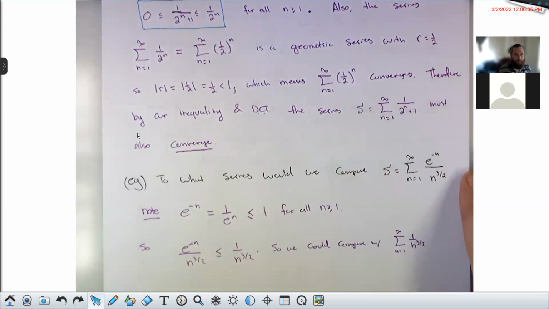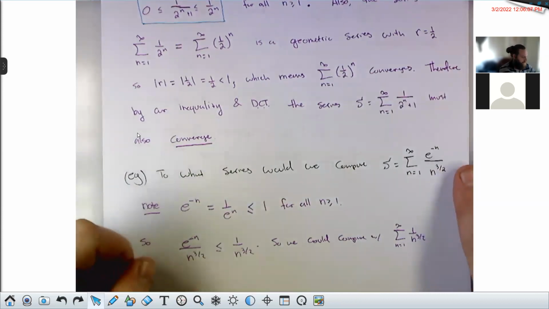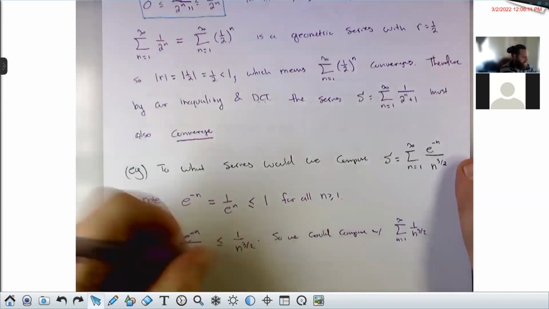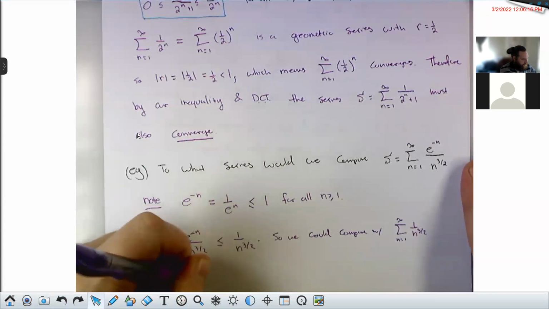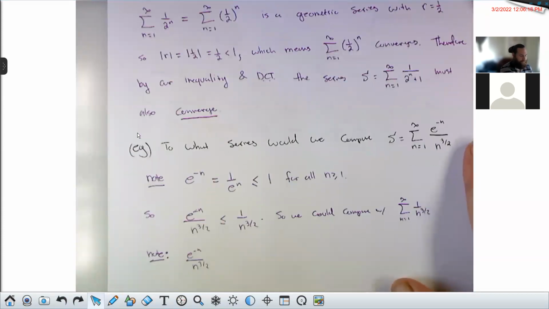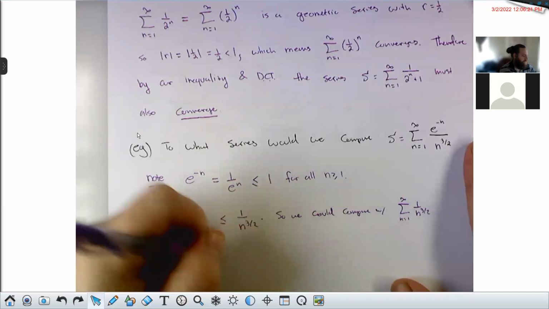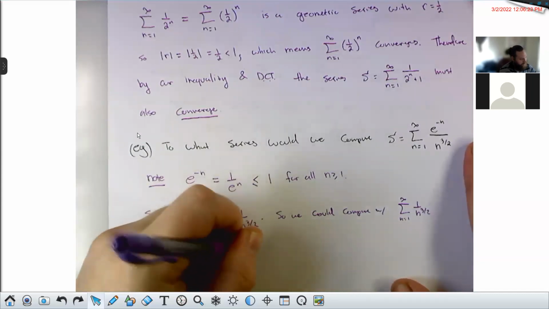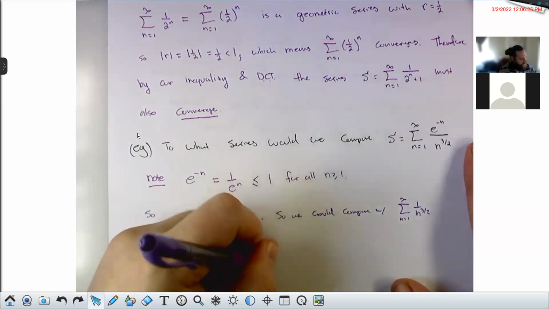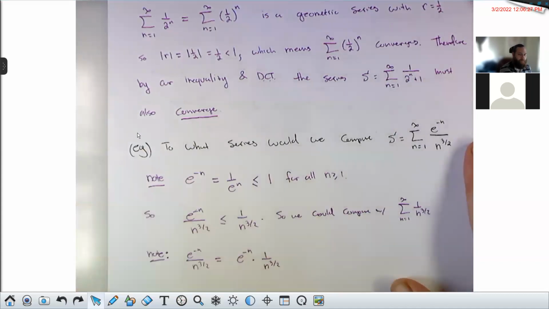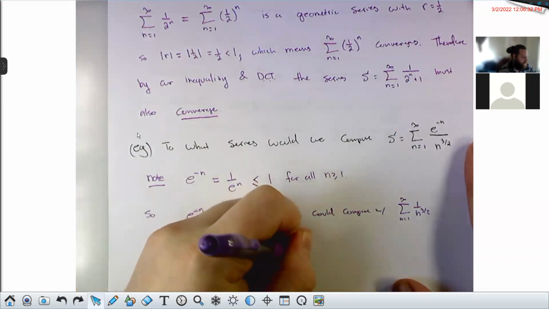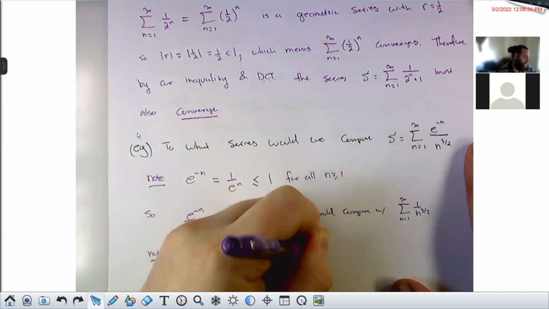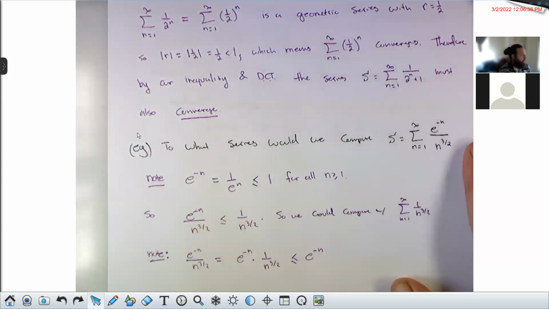That's an option. But also note that e to the negative n over n to the 3/2 is the same as e to the negative n times 1 over n to the 3/2. And since 1 over n to the 3/2 is also less than 1, we could say this is less than or equal to e to the negative n.